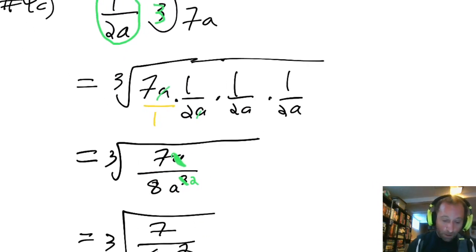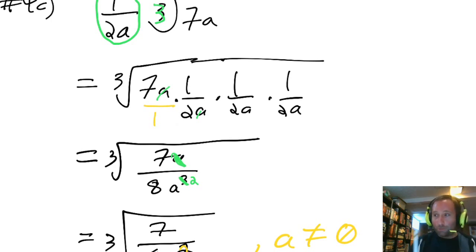We'll figure it out. So, the cube root of 7 over 8a squared. The restriction in this case is just that we have this a in the denominator of our fraction. We know that we're not allowed to divide by 0. Dividing by 0 is undefined. So we have to put in the restriction that a cannot be equal to 0.